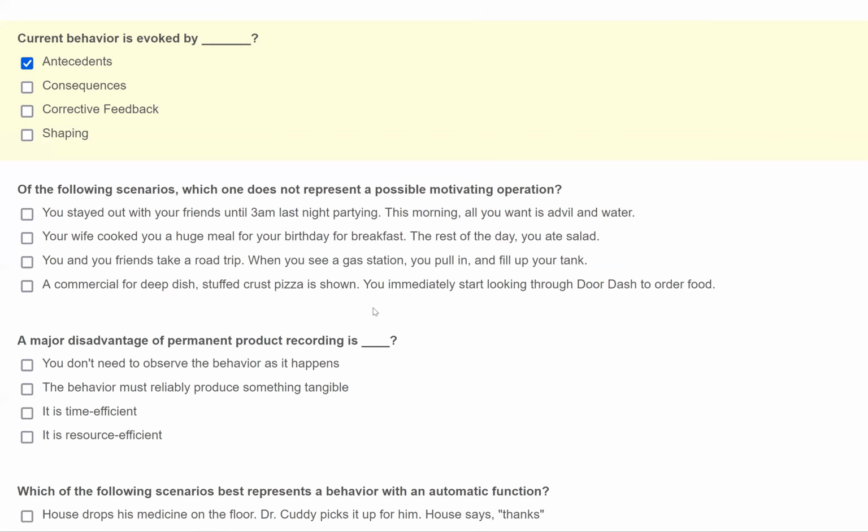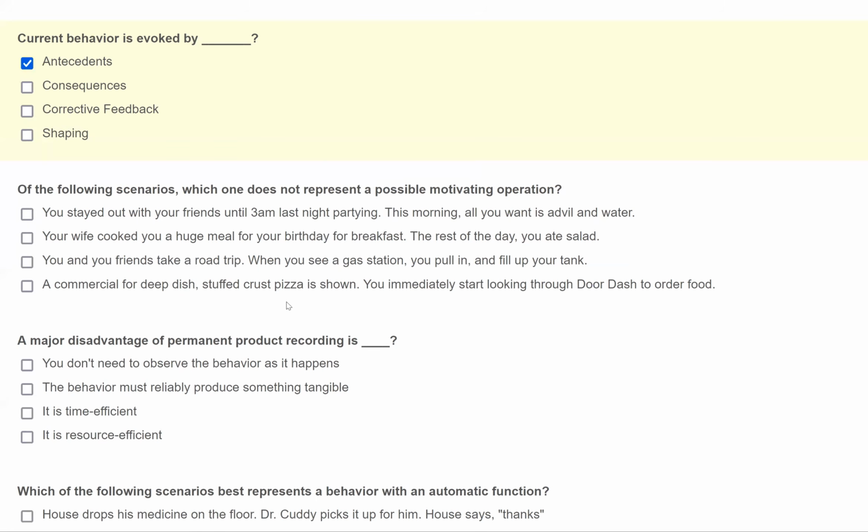And that's the difference between the MO and the SD. The MO makes you want or not want, it alters the value, while the SD says, okay, here it is, it's available. Your light might come on, making you want to get gas, but until you see a gas station, the SD, gas isn't available. C is actually just going to be an example of a simple ABC SD contingency, right? The SD is the gas station, you pull in, you fill up your tank.